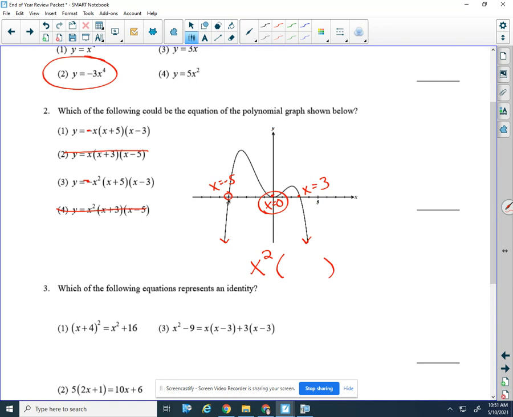Remember, factors and zeros are opposite signs. So that would be an x plus 5, and that would be an x minus 3. The only difference between 1 and 3 is this one has an x squared, that one doesn't. So make sure you keep in mind double roots have an x squared.